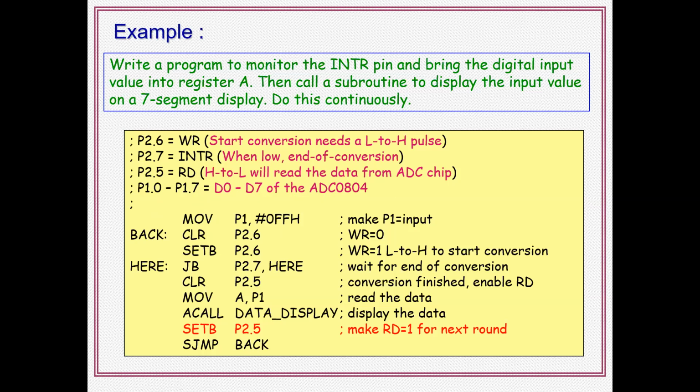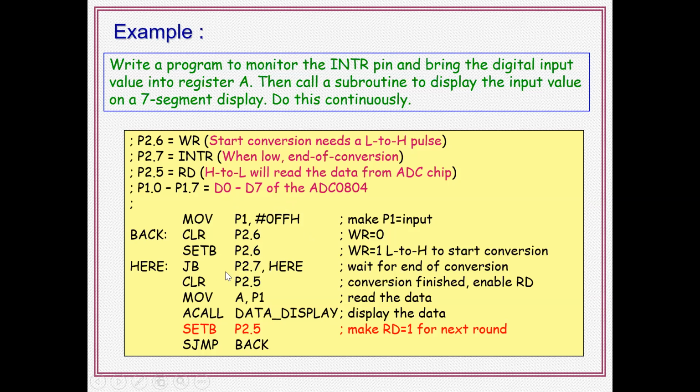The first step is port 1: make it an input port, so that we can read values from port 1. And next one, clear 2.6. Clear 2.6 indicates a low signal on the write bar signal. And next is set bit 2.6, and this is called low to high on port 2.6. So port 2.6 is the write bar signal. If you apply low to high on the write bar signal, automatically it starts the conversion.